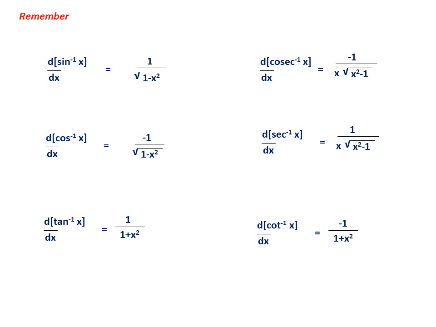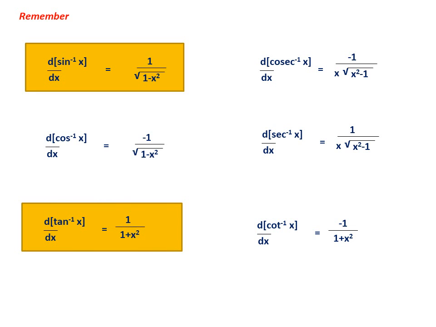How to remember? Sometimes it will be confusing, so there is a connection. Let me show you. Look at this one, d by dx of sine inverse x. It is 1 upon square root of 1 minus x square. One type of formula. Look at this third one, d by dx of tan inverse x. It is 1 by 1 plus x square. The formula is different. And one more is d by dx of secant inverse x. The formula is 1 by x into square root of x square minus 1. All these three formulas are positive.